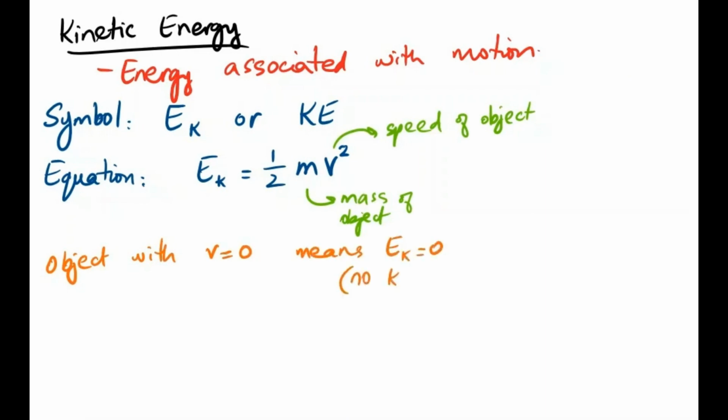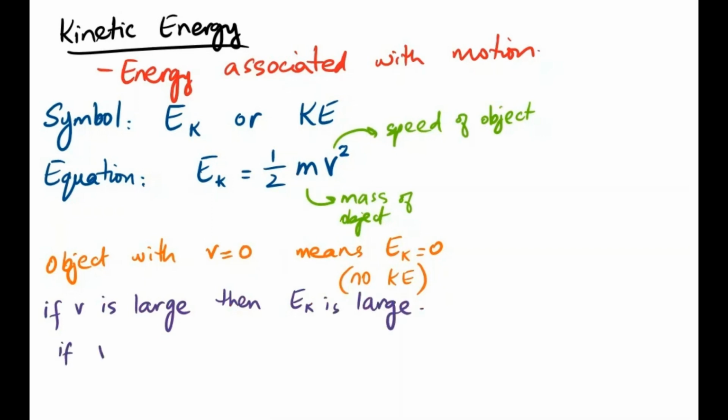Now, if an object has a speed of 0, it means that it has no kinetic energy, because as you can see in the equation, if you plug in v as 0, it solves to be the kinetic energy equal to 0. Now, if v is large, or we have a larger object moving with a larger speed, it means that it's going to have a larger kinetic energy. If we try to understand the relationship between v and the kinetic energy, if v is increasing, the kinetic energy is also going to be increasing.